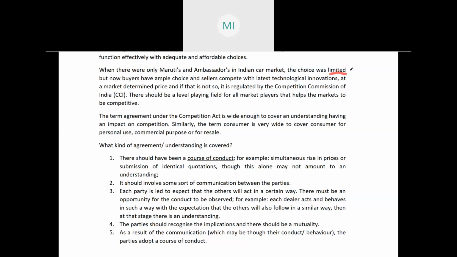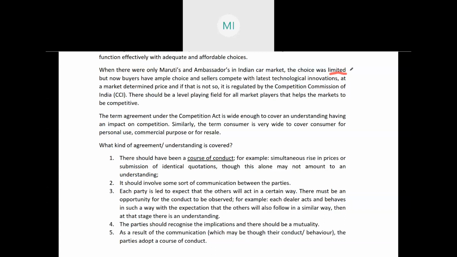So they have tried to adjust the prices. So literally, you have Hyundai competing with Maruti like anything now, right? Because of the demand and supply, prices have also been regulated. So this is the aim of the Competition Act. The whole aim is to regulate the prices so that ultimately the public or consumer is benefited.